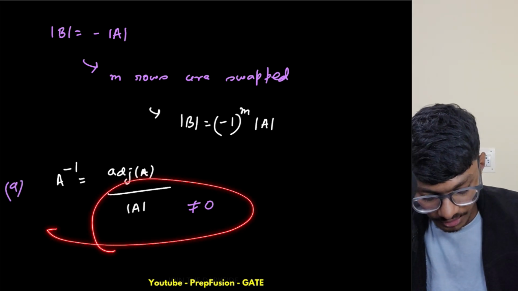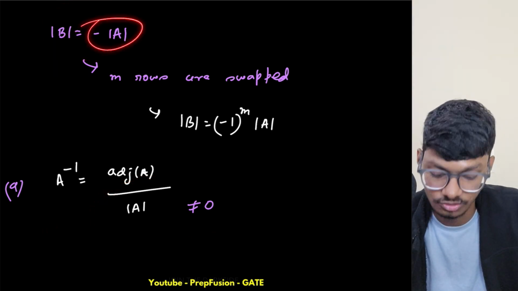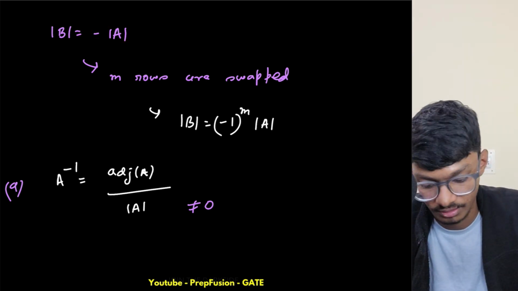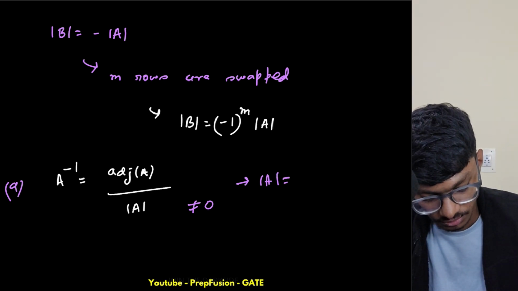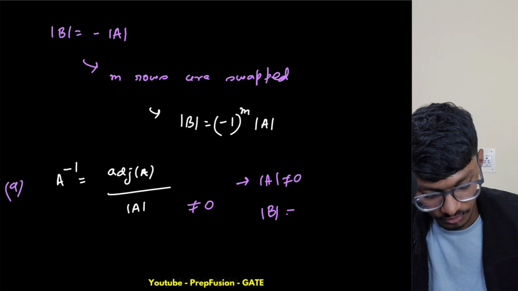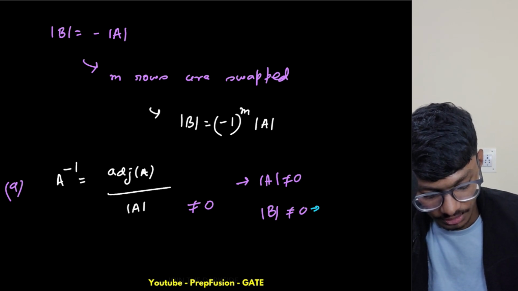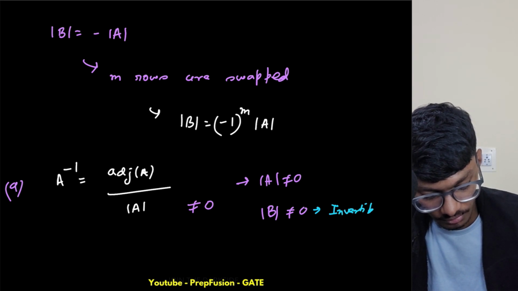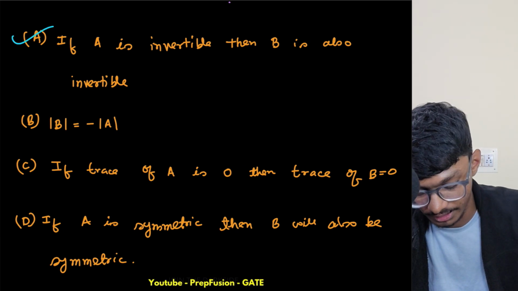Now if determinant is not equal to 0, then obviously they are the same, just the negative of each other. So if this is not equal to 0, this will also be not equal to 0. It will be just negative. So if determinant of A is not equal to 0, then determinant of B will also not equal 0. Hence it is invertible. So yeah, option A is correct.